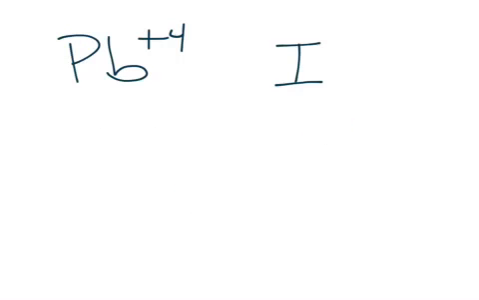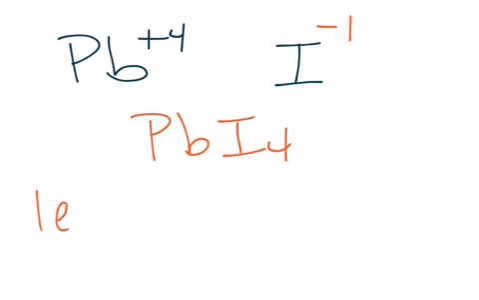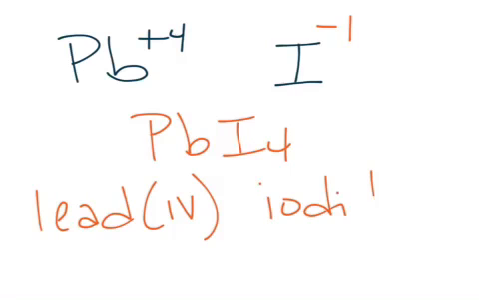And the same rule applies for lead. Iodine's -1, so in this case, we would have 1 lead and 4 iodines, and when we're naming it, we need to include that Roman numeral 4 in the name to distinguish it from the other possibility, which is a 2.